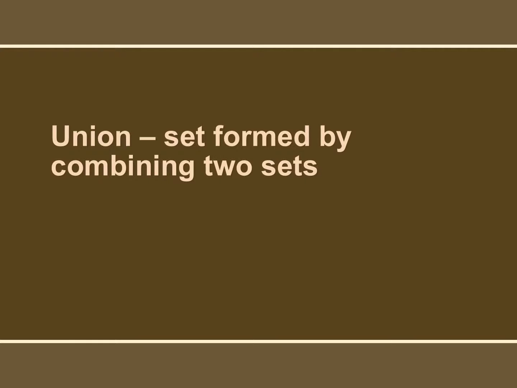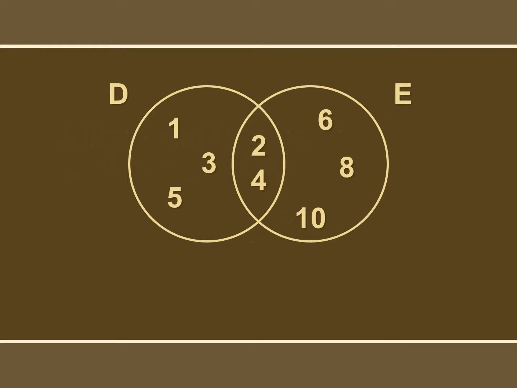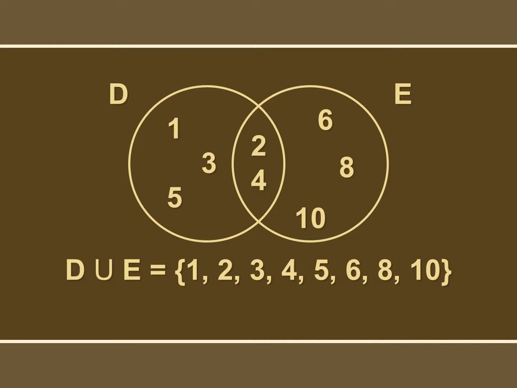Let's talk about set operations. Our first operation is what's called a union. A union is when you combine two sets. We want everything from every set. That's the union, and it has the symbol of a big U, U for union. If we had set D, which includes 1, 2, 3, 4, and 5, and set E, which is 2, 4, 6, 8, and 10, the union would be all the numbers in set D and in set E. So we would have 1, 2, 3, 4, 5, 6, 8, and 10.